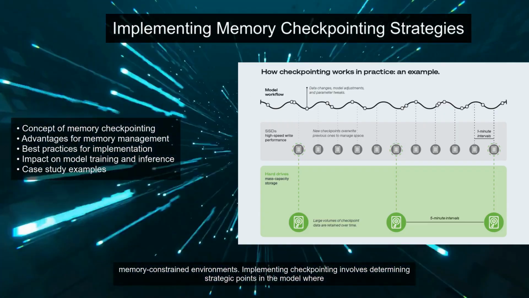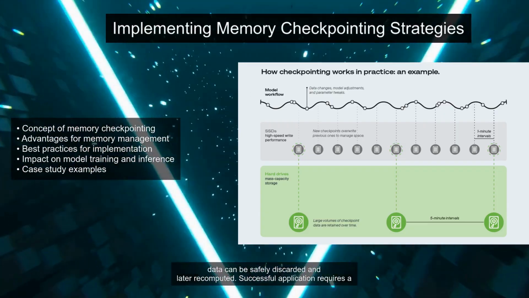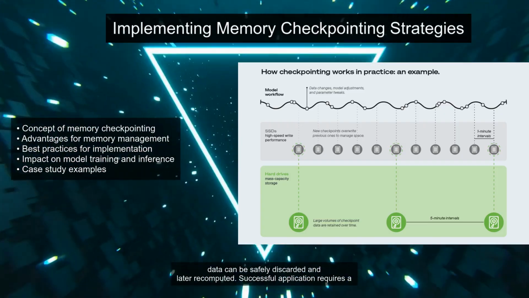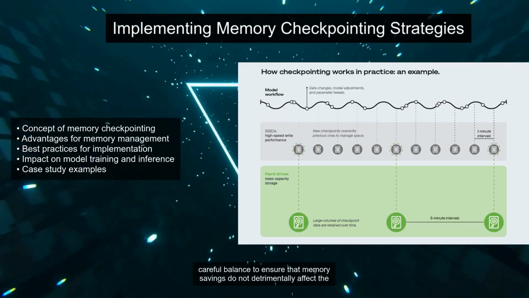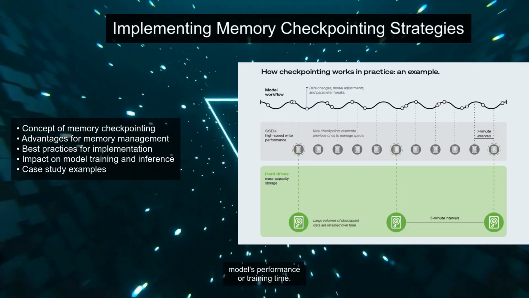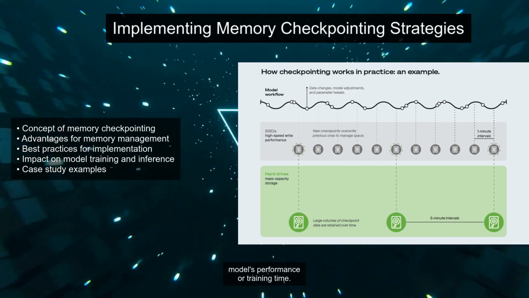While this method may introduce additional computational overhead due to repeated calculations, the trade-off is often worth it for memory-constrained environments. Implementing checkpointing involves determining strategic points in the model where data can be safely discarded and later recomputed. Successful application requires a careful balance to ensure that memory savings do not detrimentally affect the model's performance or training time.